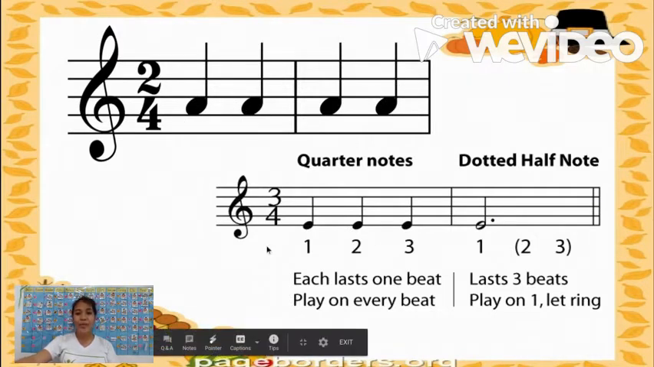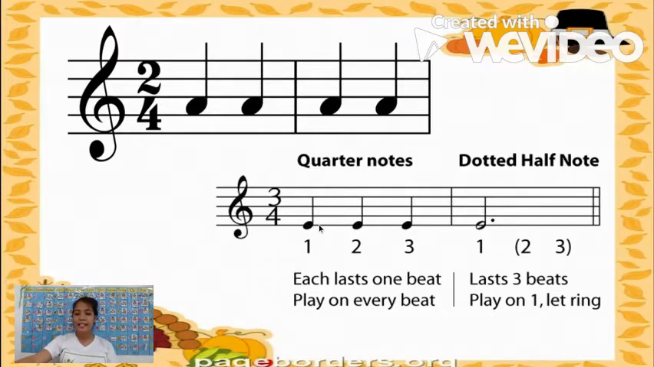Okay, so we have this one. Example for 3/4. So we have this. This is another quarter note. So how many quarter notes do we need to make it 3 beats? Since we use 3/4, there are 3 beats, 3 quarter notes. We have 1, 2, 3. So 1 plus 1, 2 plus 1, 3. Got it?